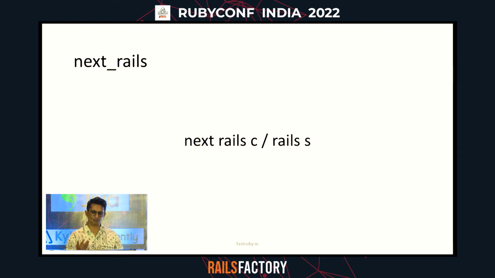I also talked about more command line options. I want to start my server with my next version of Rails, or I want to open the Rails console with my next version of Rails. I can do this with a simple keyword, next.